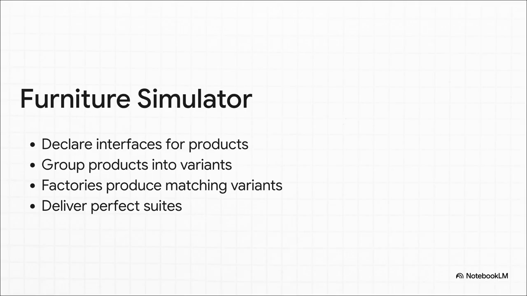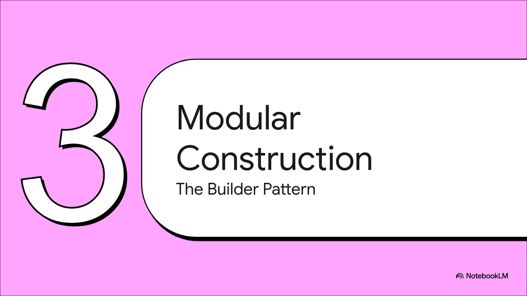The abstract factory pattern tells us to explicitly declare distinct interfaces for our products and then dedicate specific production teams to specific variants. So one team only makes modern furniture, another team only makes Victorian. Your broader business just requests a furniture suite, and the dedicated factory ensures the customer always gets a cohesive, perfectly matched experience. Next up, Section 3, Modular Construction, using the builder pattern.